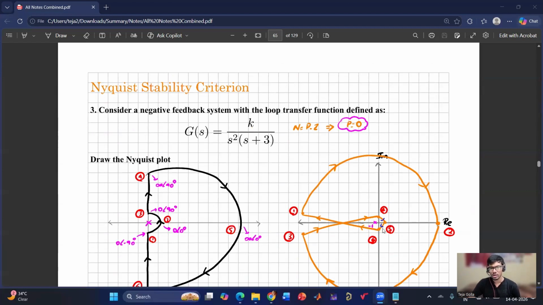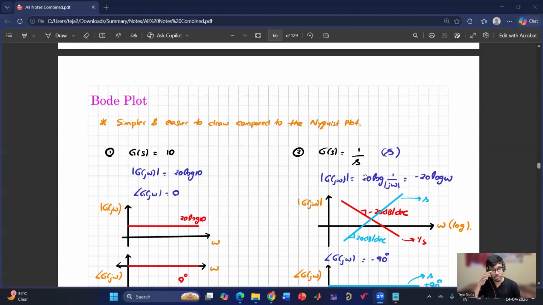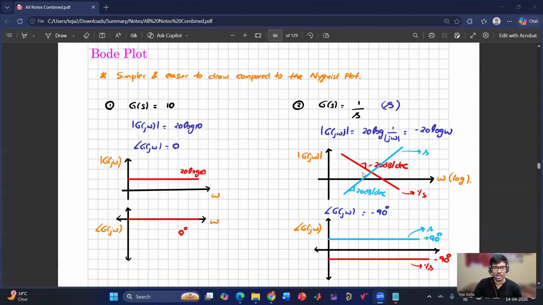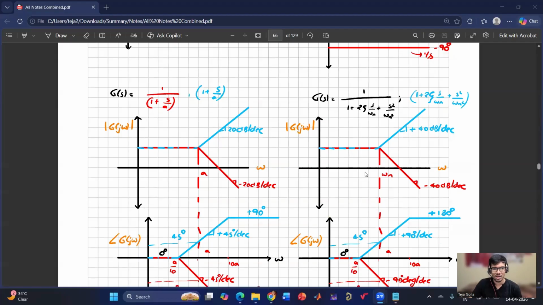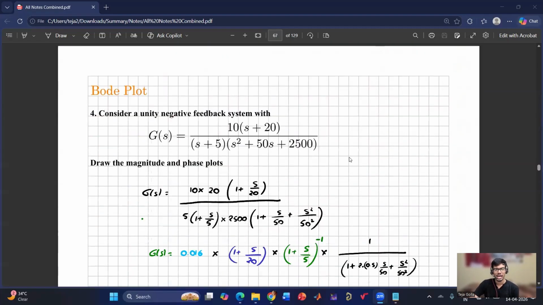What if it goes positive and negative multiple times? How to find the intersecting point? So it becomes very difficult. In that case, the Bode plot is much simpler because it is very easy. And we have started with the standard transfer functions: s, 1/s, single pole, single zero, double pole, double zero, conjugate poles, conjugate zeros, and we have seen the magnitude as well as the phase plot.